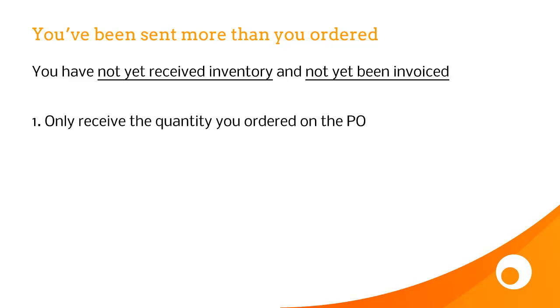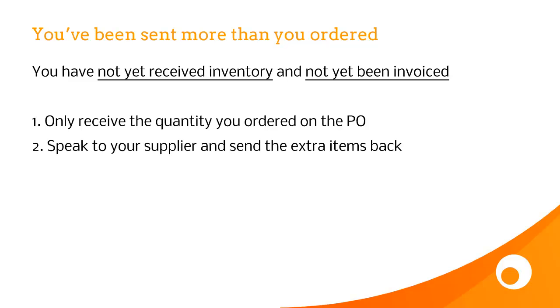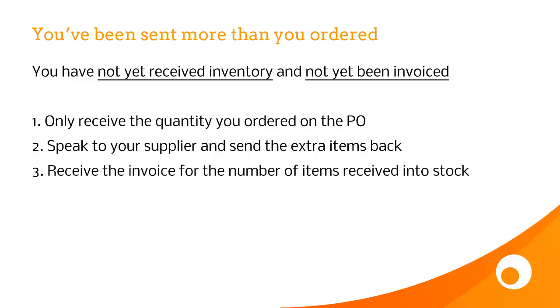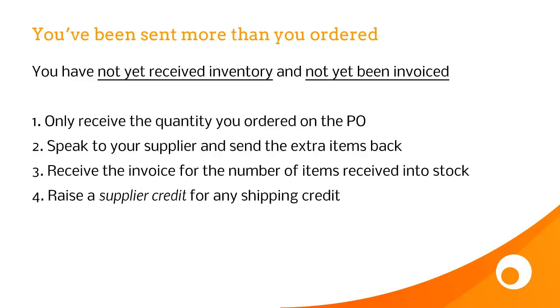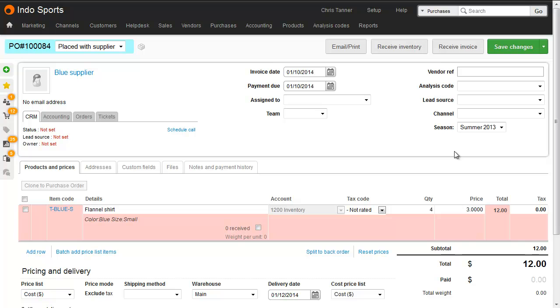So the first step is to only receive the quantity you ordered on the purchase order. Then just speak to your supplier and send the extra items back so they never go into Brightpearl. Receive the invoice against that purchase order for the number of items you've received into stock. And then if your supplier is going to credit you for any shipping credit, then raise that as a separate supplier credit. Here's a purchase order we've placed with the supplier for 4 items.